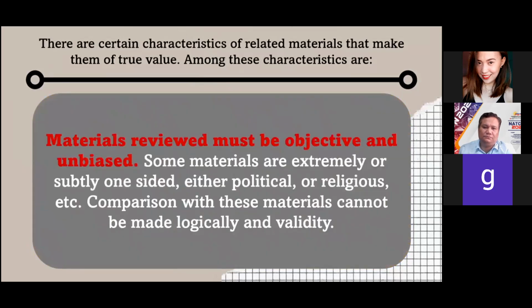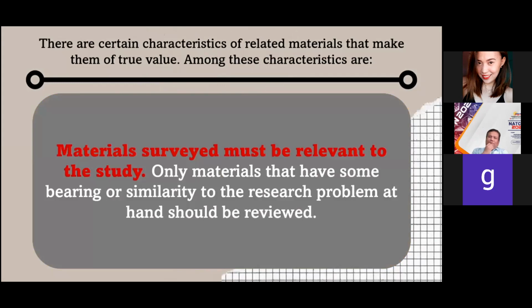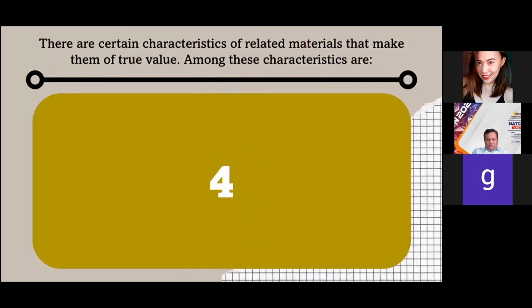2. Materials reviewed must be objective and unbiased. Some materials are extremely or subtly one-sided, either political or religious, etc. Comparison with these materials cannot be made logically and validly. Number 3. Materials surveyed must be relevant to the study. Only materials that have some bearing or similarity to the research problem at hand should be reviewed.